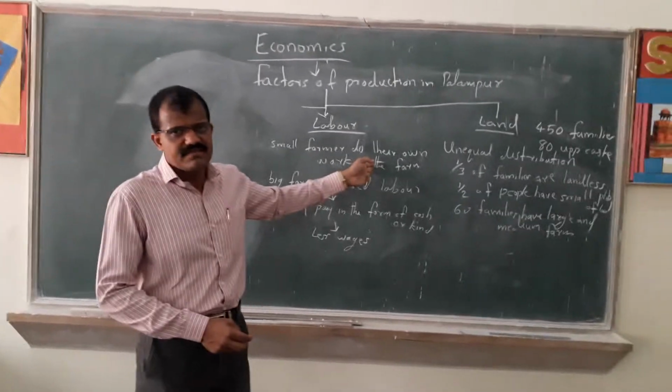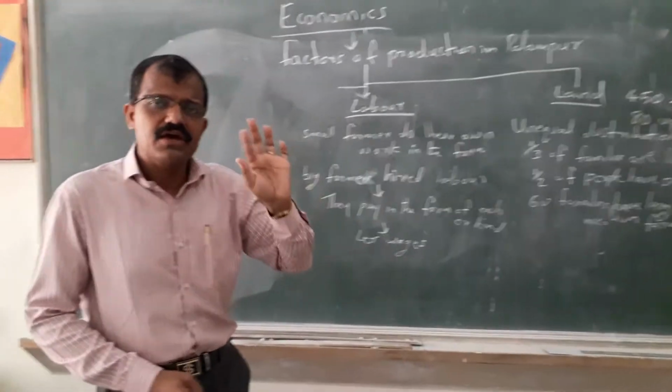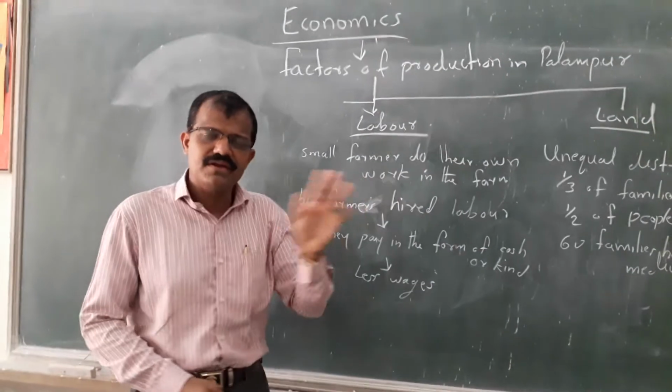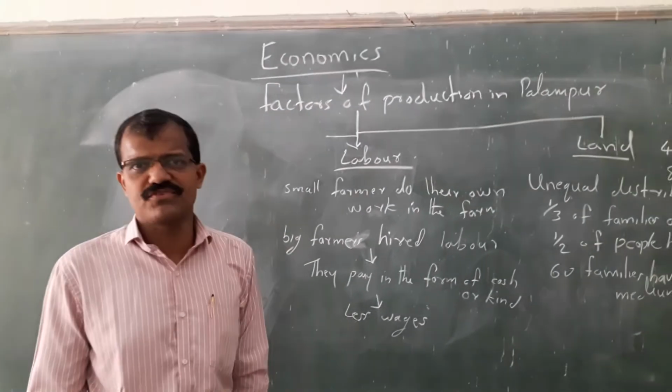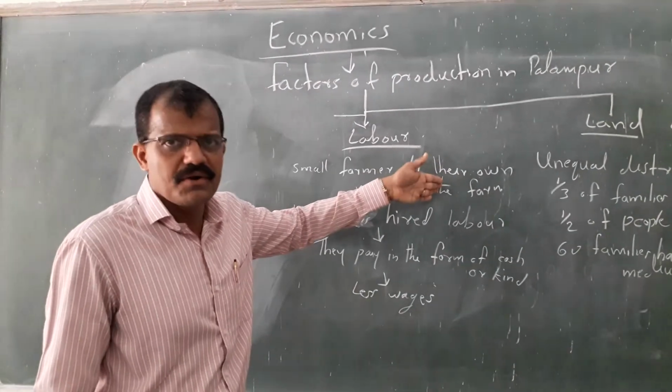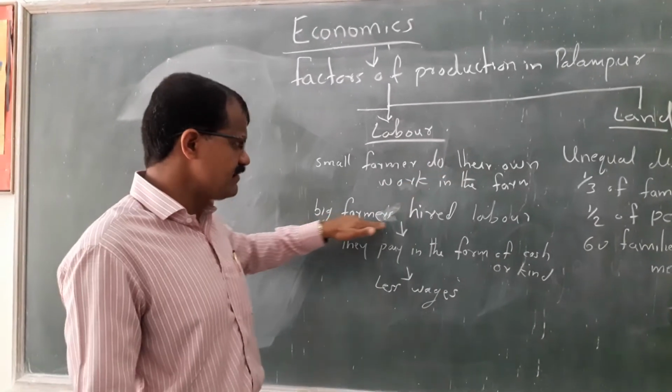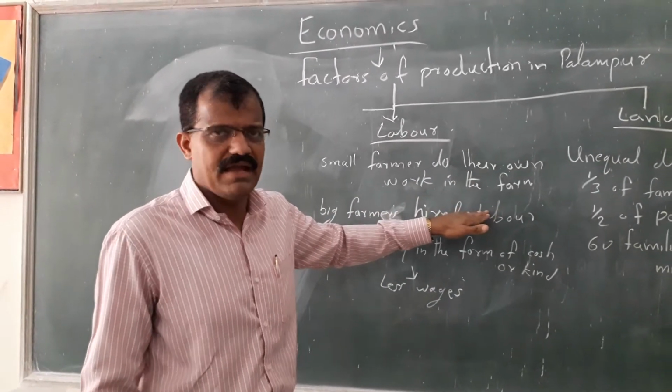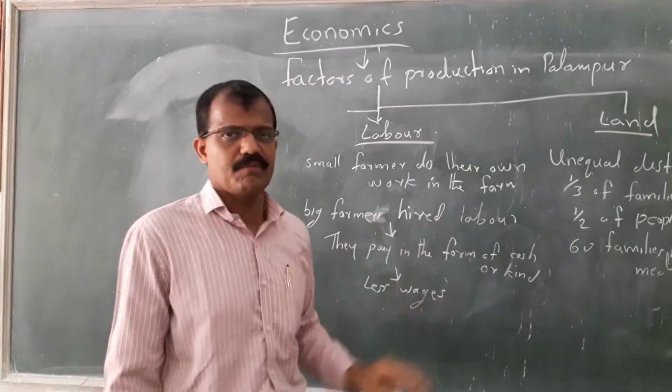The small farmers are doing their own agricultural work in the farm. They are not calling any laborers from outside. They are doing their own farming work. But the big farmers have hectares of land and they hire laborers from outside.